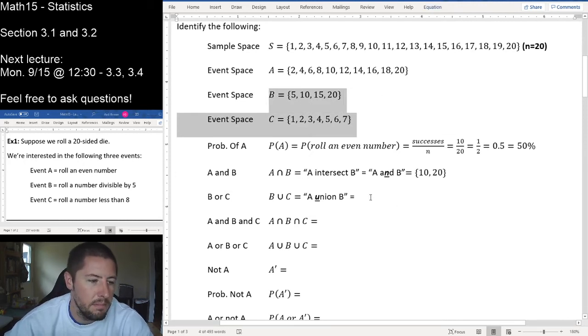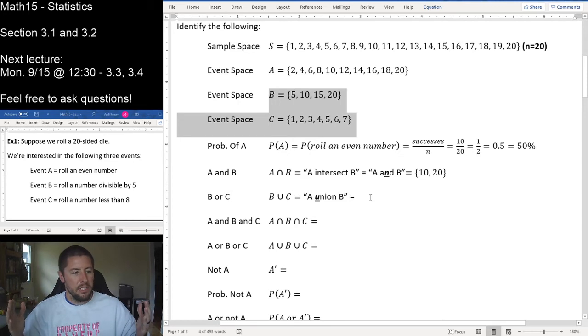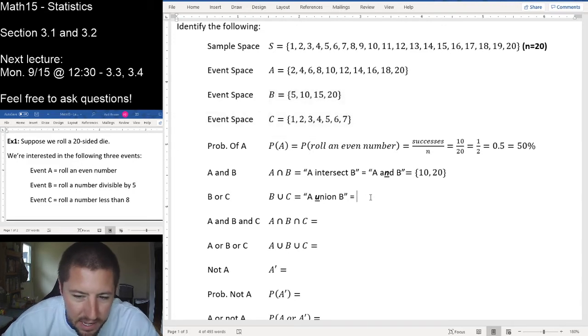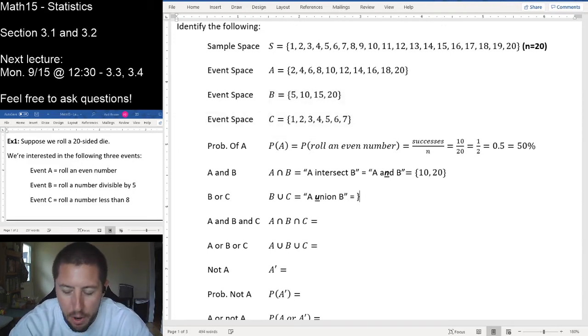Sorry. Now I'm going to take a breath and actually say this properly. B or C. I want the list of all objects that are either in B or in C or in both. I'm going to try and list them in order here as I see them. 1, 2, 3, 4, 5, 6, and 7, because all of those are in C. There are also the values of 10, 15, and 20.